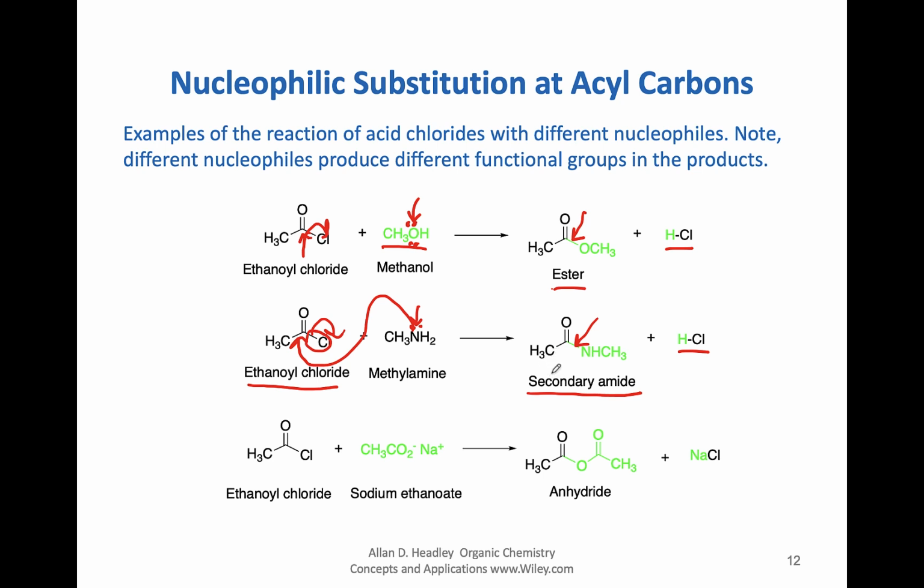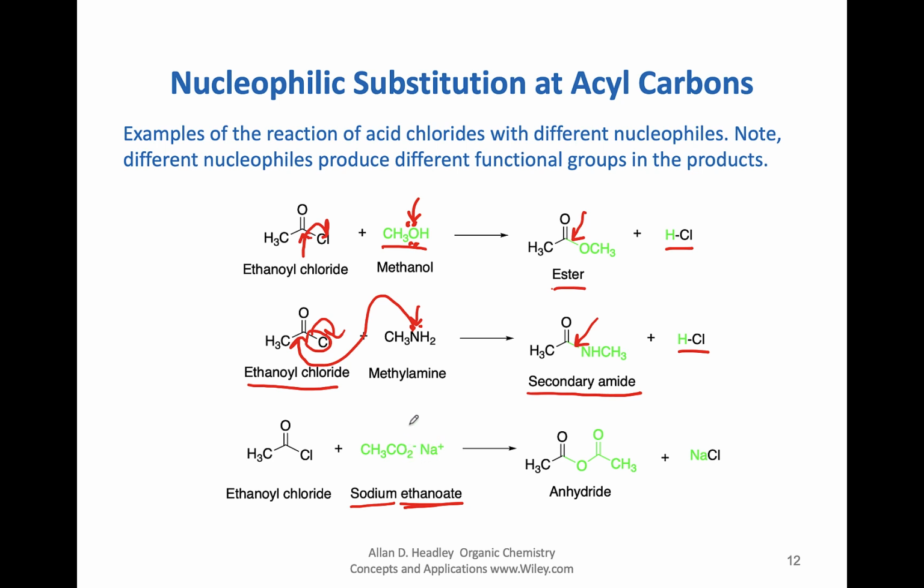As you can imagine, that's a secondary amide. If you use ammonia, you get a primary amide. And of course, if you use a secondary amine, you get a tertiary amide. Here is an interesting one, a salt, sodium ethanoate. So it's a salt of ethanoic acid.